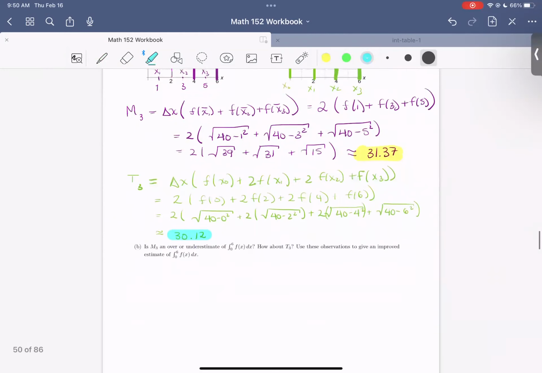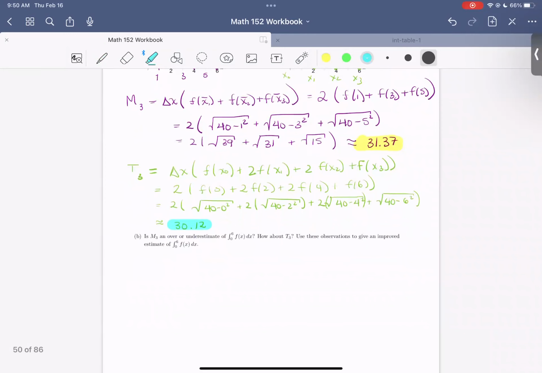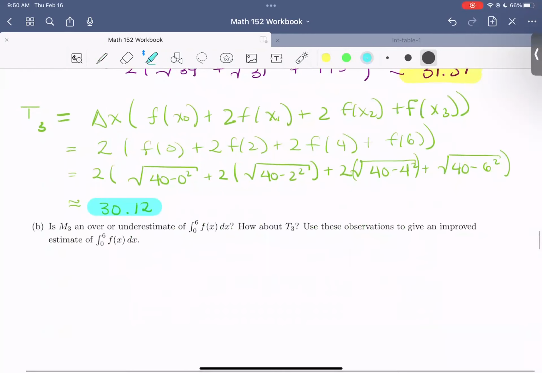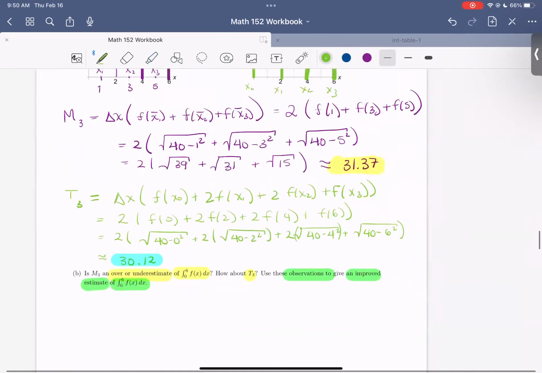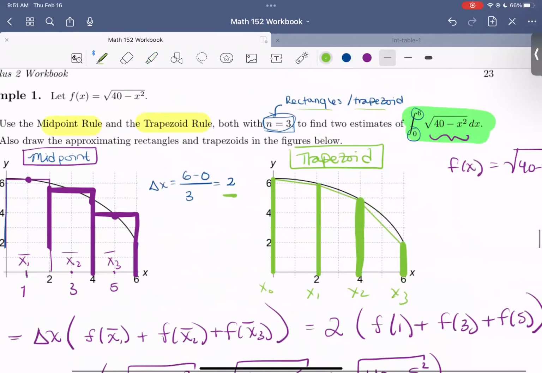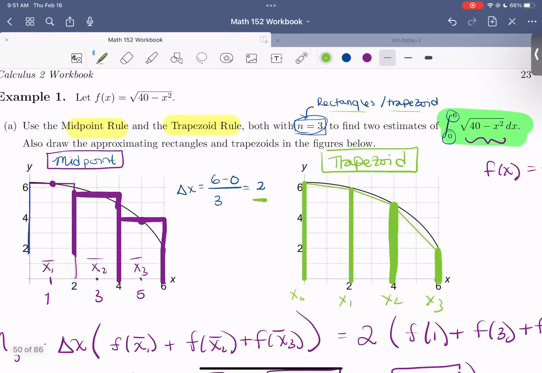So now let's finish this example off by looking at part B. So part B asks, is M3 an over or underestimate of the integral? How about T3? Then after that, we need to use these observations to give an even more improved estimate of that integral. So let's look at both of these. So take some time just to look at your own rectangles and trapezoids and see if you can determine, for each, what is an over and under estimate.